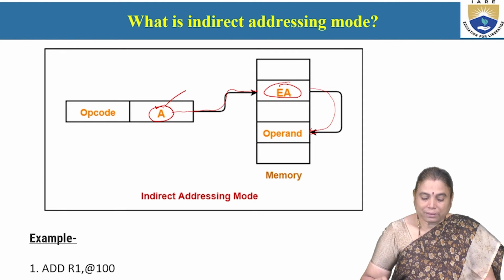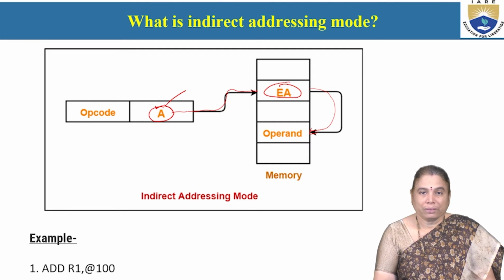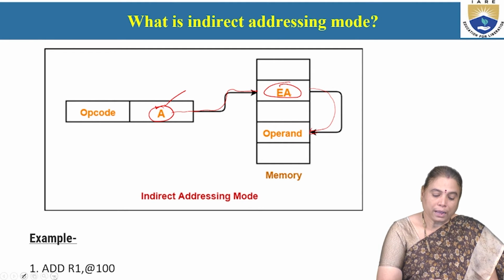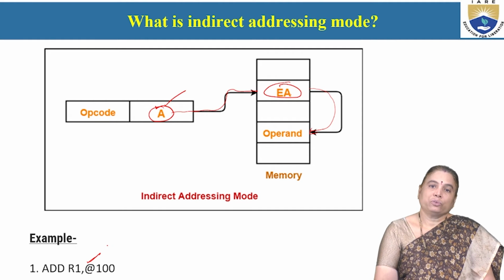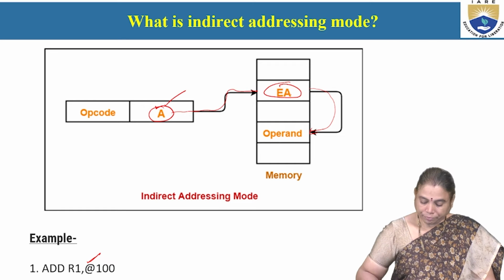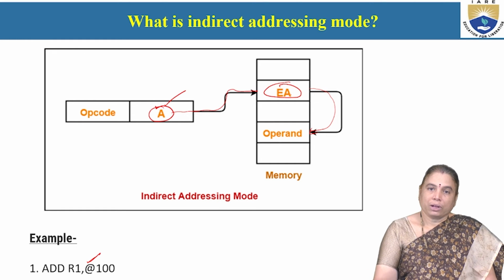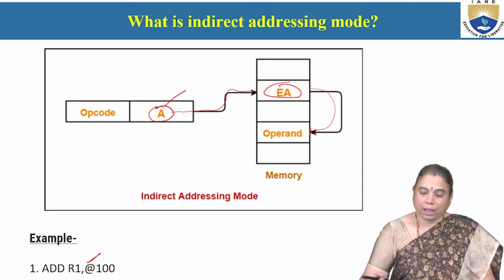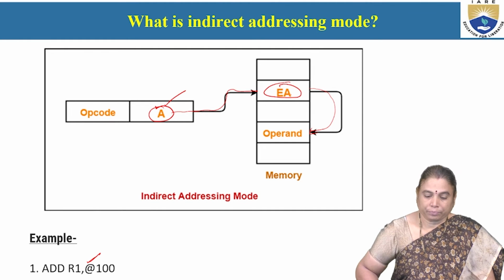Now, we can discuss with an example how to specify this indirect addressing mode. Here: ADD R1, @100. The @ symbol is used to specify the indirect address. So at location 100, the effective address of the operand is stored.